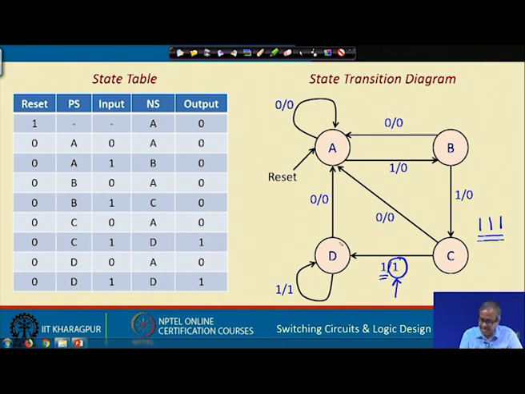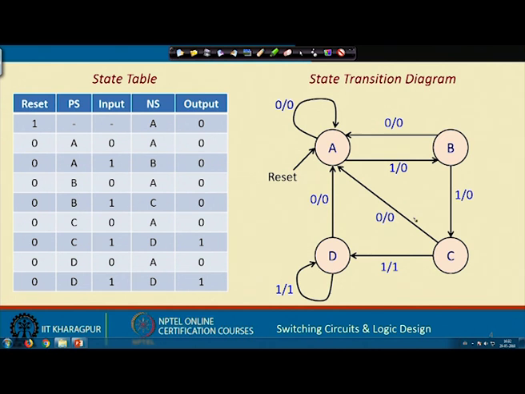Now, while you are in state D, which means already 3 1s are there, if there are more 1s coming, you remain in state D, this edge, and the output continues to be 1. But whenever you find that there is a 0 coming, that means you again have to start from the beginning, you go back to A. This is how you capture the specification of the problem in the form of a state transition diagram, where the nodes indicate the states, the edges represent the transitions.